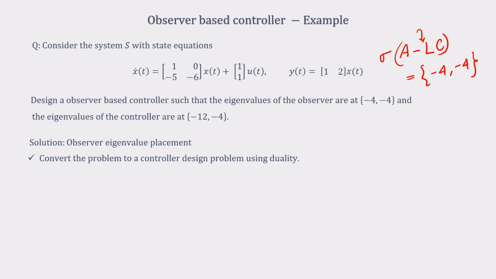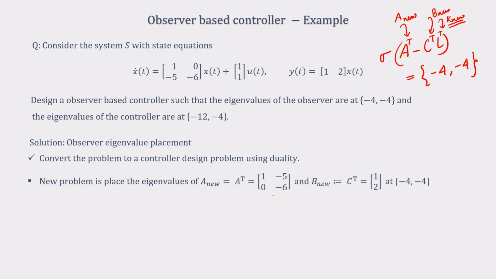So, I am trying to find out an L such that the eigenvalues of this are at minus 4, minus 4. But notice that the eigenvalues of A minus LC and the eigenvalues of A transpose minus C transpose L transpose are the same, which means I can rewrite this that way. This is again by duality. Now, I can consider this to be your new A, this can be considered a new B, and this you can think of as K new. So, I am actually finding a K new to place the eigenvalues of A new minus B new K at minus 4, minus 4. So, this is what duality is, and we know how to do that already.